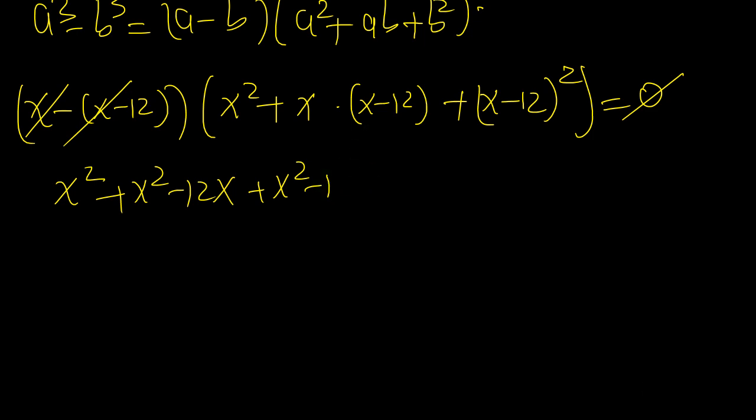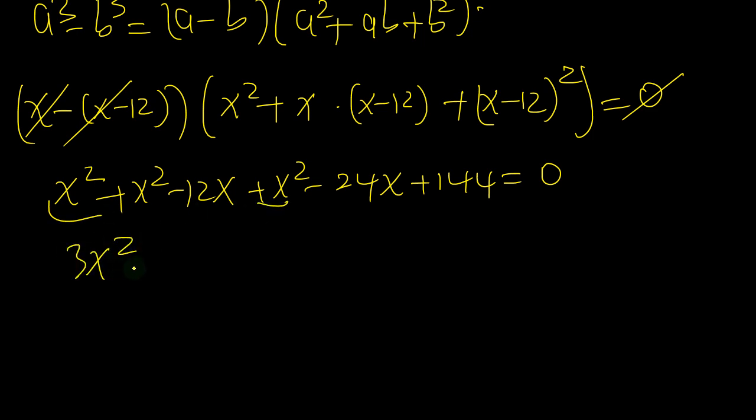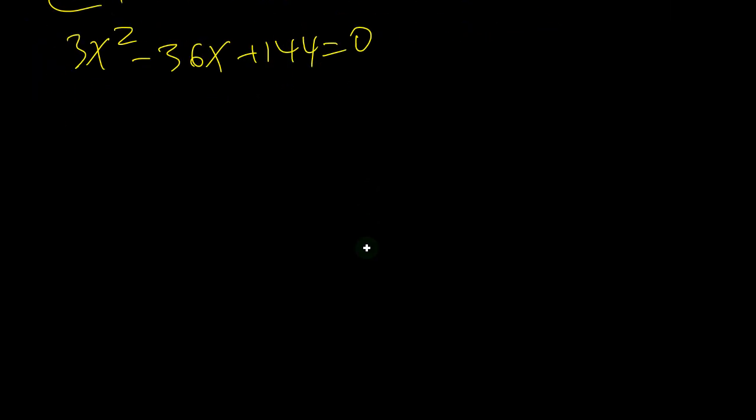Minus 24x right here, and then plus 144, and this is equal to 0. So 3x squared, we got here, minus 36x, plus 144 equals 0. From here, dividing both sides by 3, we're going to have x squared minus 12x plus 48 equals 0.